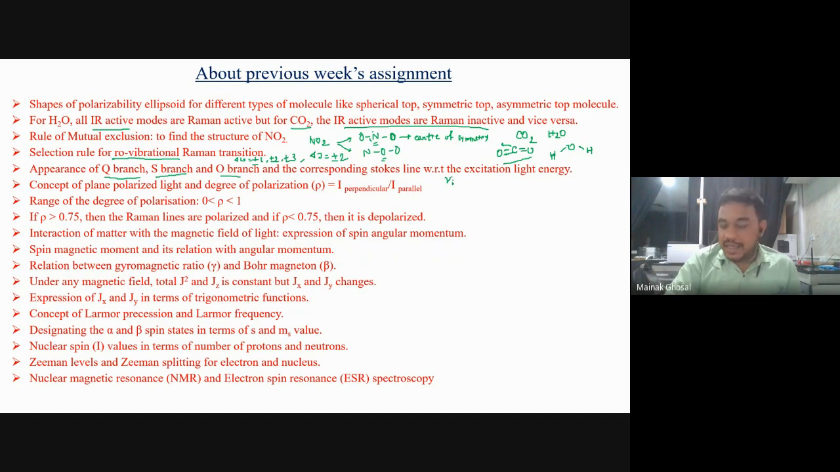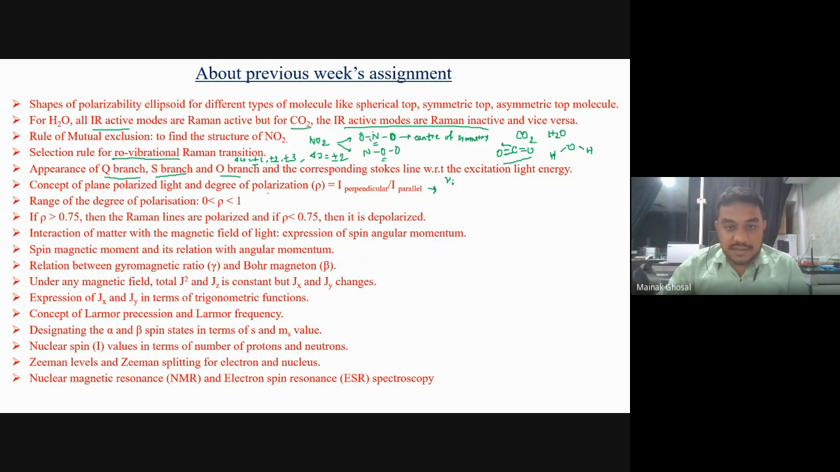Next, there was a discussion different from Raman. I mean, not completely different, it is related to Raman. There was a discussion on plane polarized light. What is plane polarized light? The light which is coming, which the molecule faces, is actually polarized in every direction. So from that, you are just choosing one kind of light, single axis polarized light, and from that, degree of polarization can be calculated.